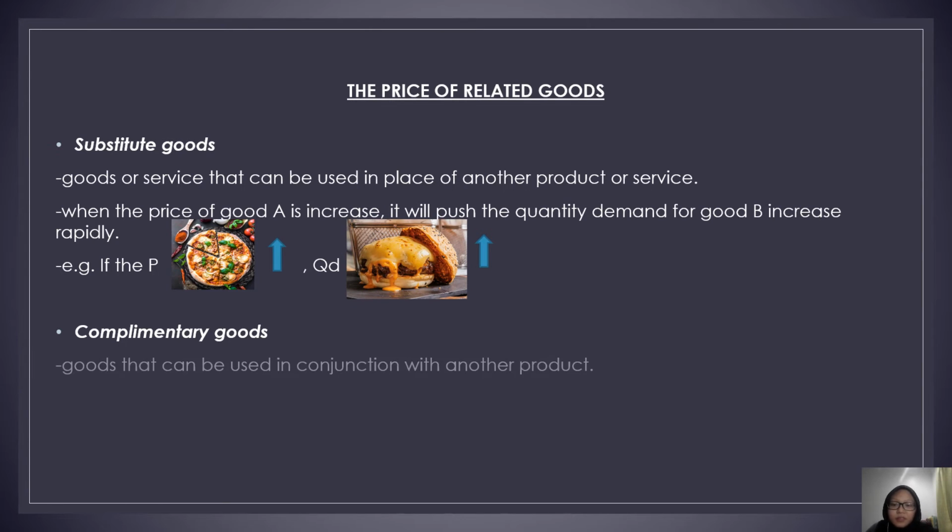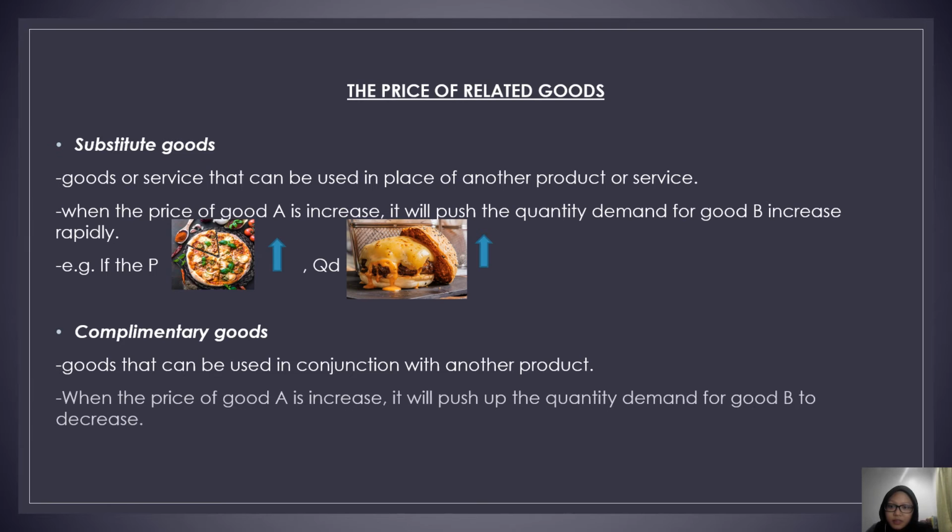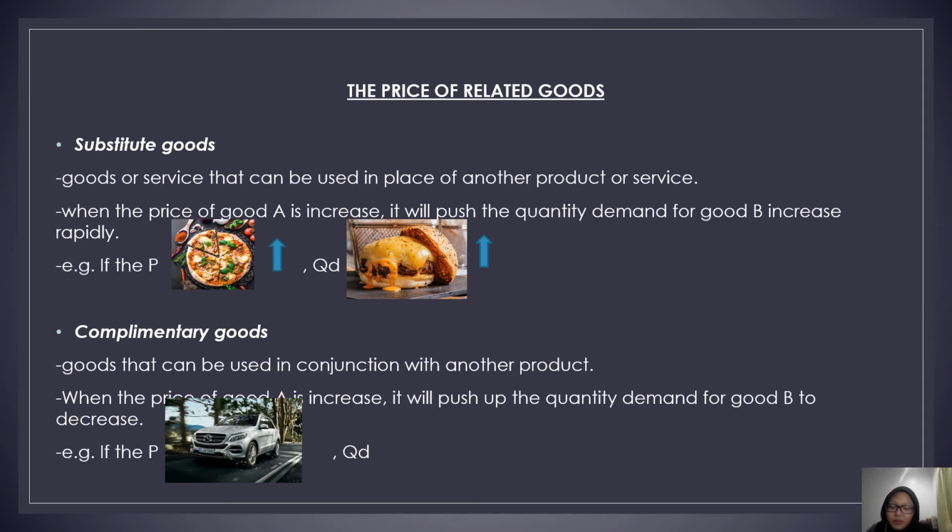A complementary good is a good that can be used in conjunction with another product. When the price of good A increases, the quantity demanded for good B decreases. For example, we have car and petrol. If the price of car increases, the quantity demanded for petrol will decrease.